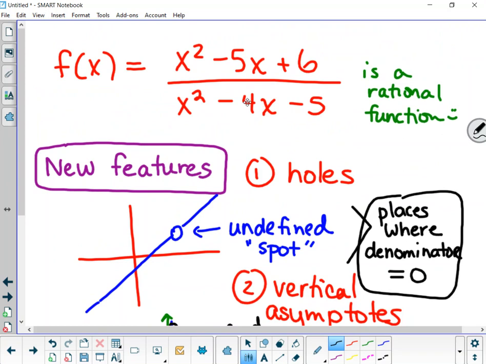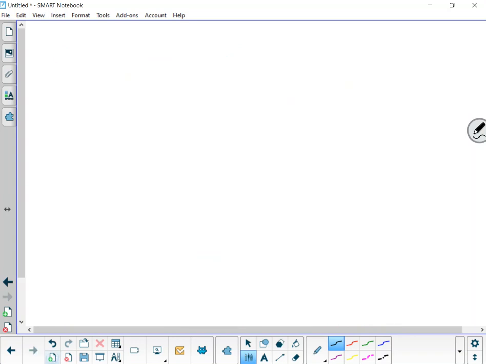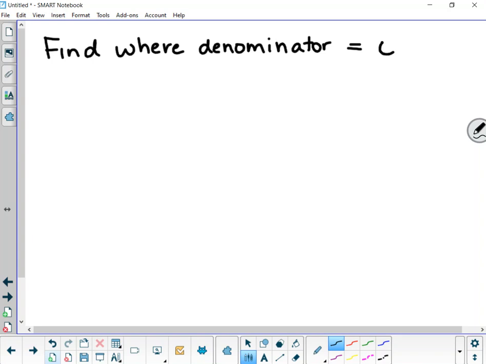So, let's start with a few rational functions. Let's figure out where the denominator equals 0. And we're actually going to use those 0 numbers to describe the domain of the function. All right, so let's find where the denominator equals 0.